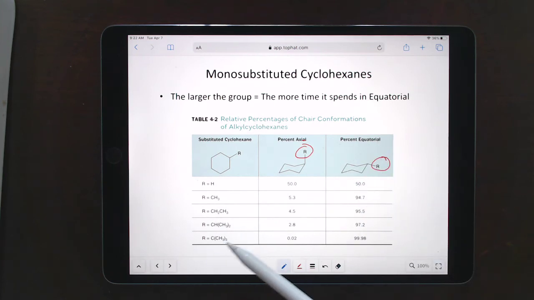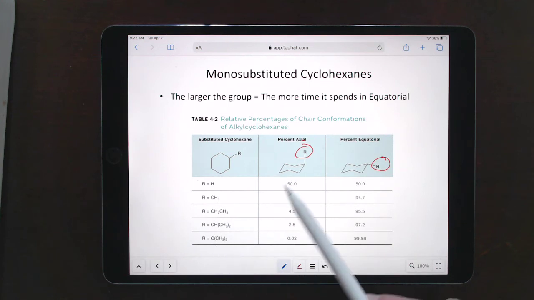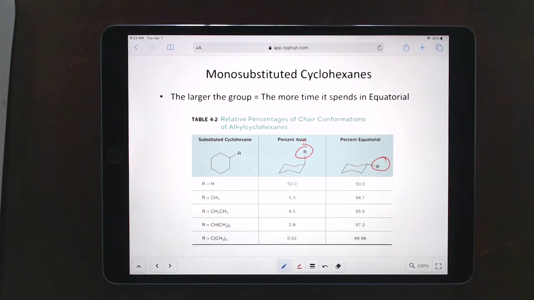If you put a giant t-butyl group in here, it's essentially locked in place. It's basically never going to spend any of its time with that t-butyl group in the axial position. So if you wanted to lock it into this configuration, you just put a t-butyl group on here. Large groups want to be equatorial.